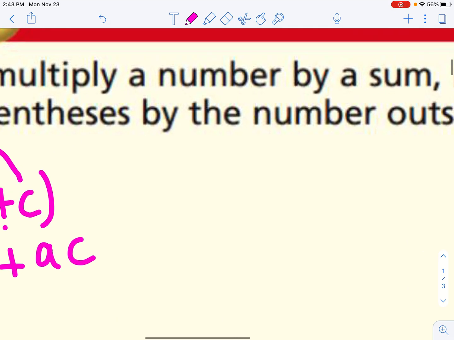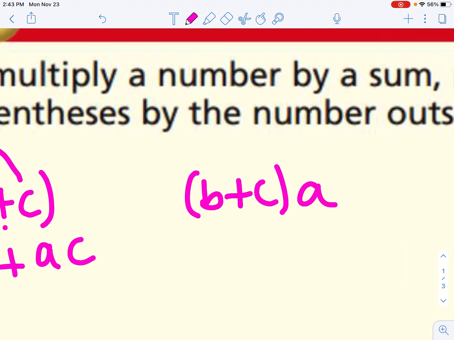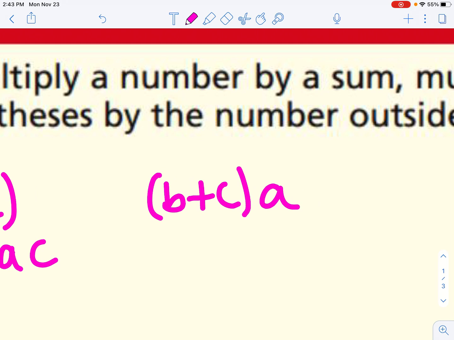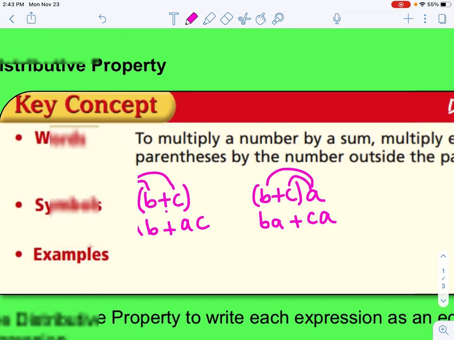You might also see it as B plus C times A. So A might be on the back side of your parentheses, and it still means the exact same thing. We're going to distribute that A to both numbers, so we're really taking B times A plus C times A.